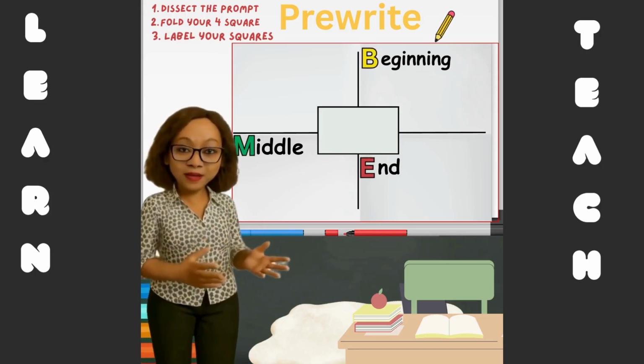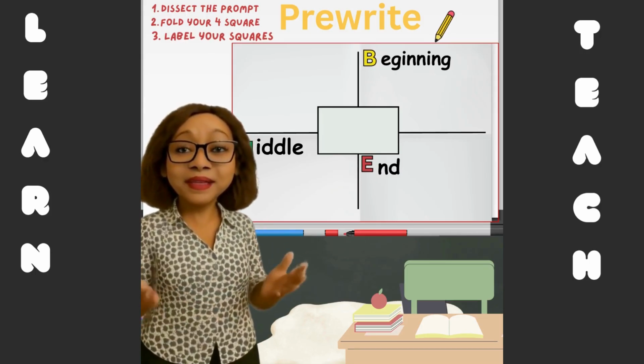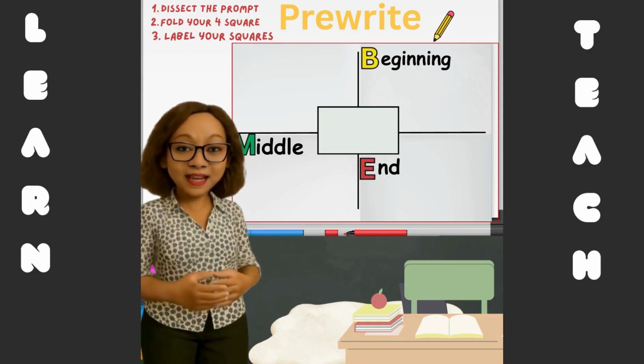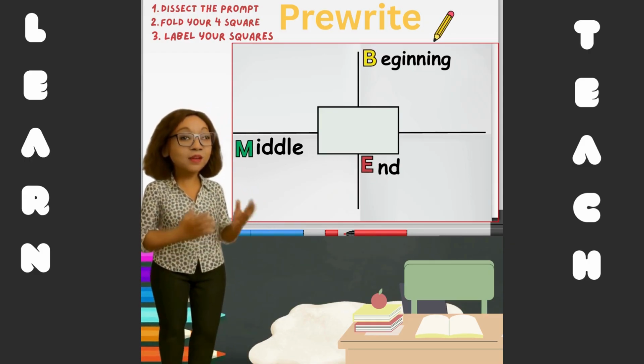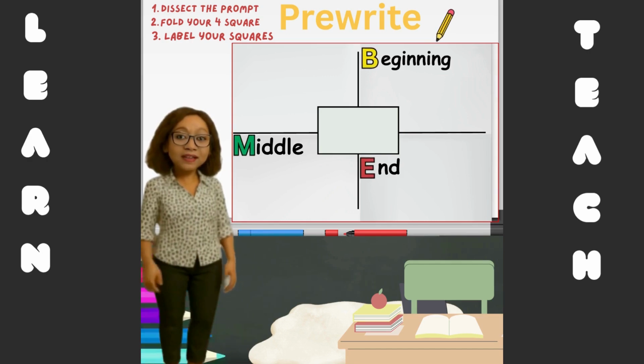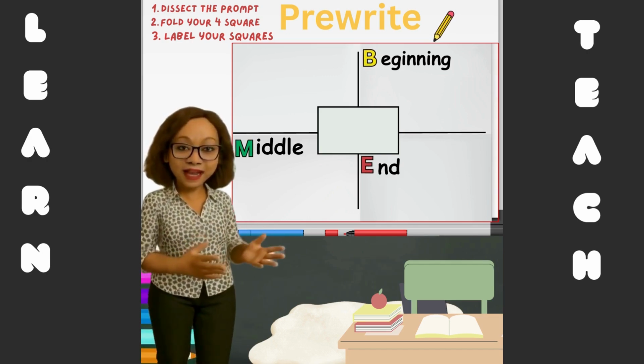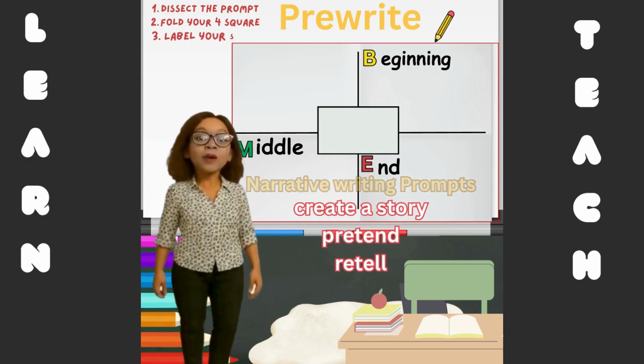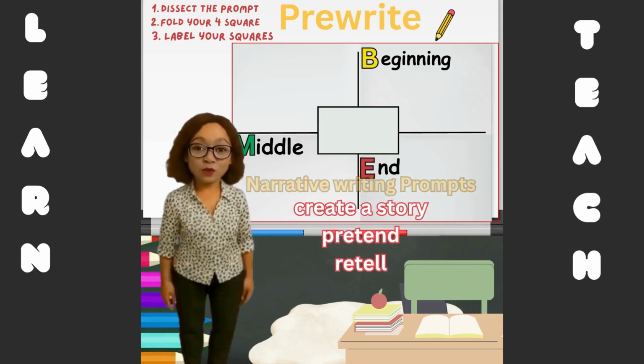BME. When we have a narrative prompt, we BME it. B stands for beginning, M stands for middle, and E stands for end. A narrative writing prompt will ask you to create a story.